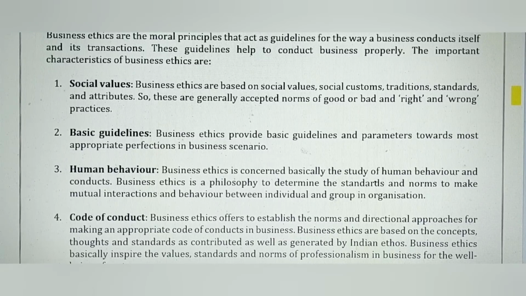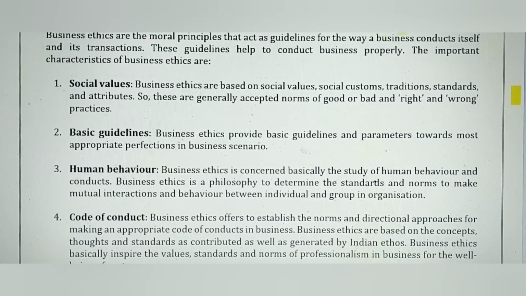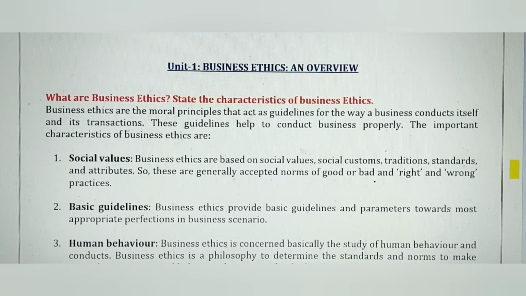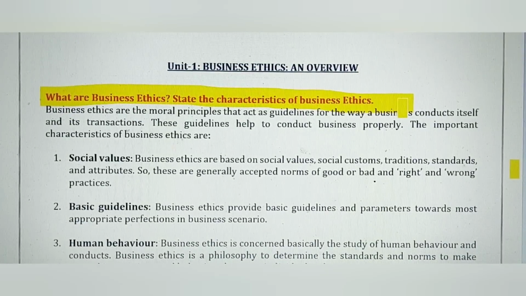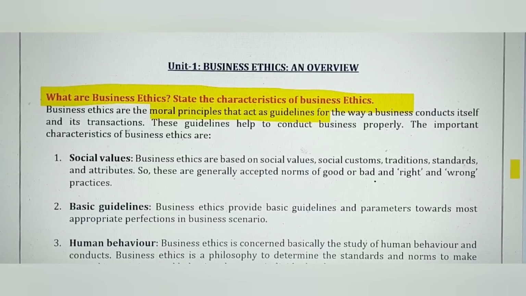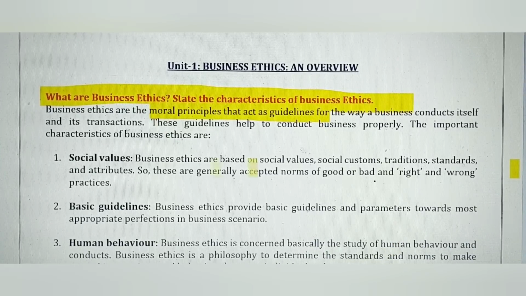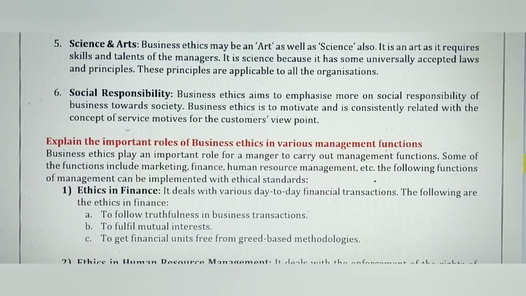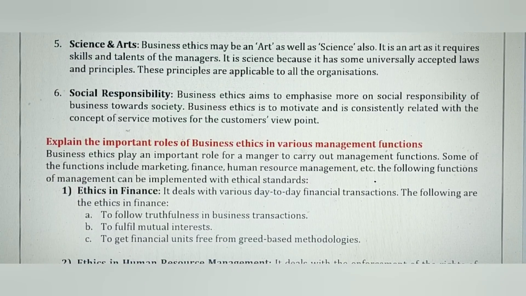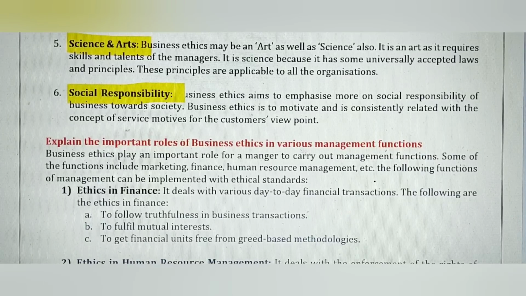So let's start with the first question from the first unit. The question is: what is business ethics and what are its important characteristics? Basically, ethics are the moral principles that act as guidelines for doing business. These are the characteristics you can expand in your answer: social values, basic guidelines, human behavior, and a certain code of conduct in doing business. It is also a science and an art, and it also carries some social responsibility. So these points you can explain in your answer.